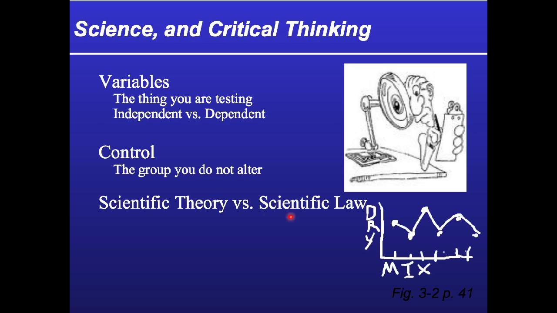And a scientific theory versus a scientific law: a scientific theory is a body of hypotheses that have not yet been rejected, whereas a scientific law is the description of the scientific theories.